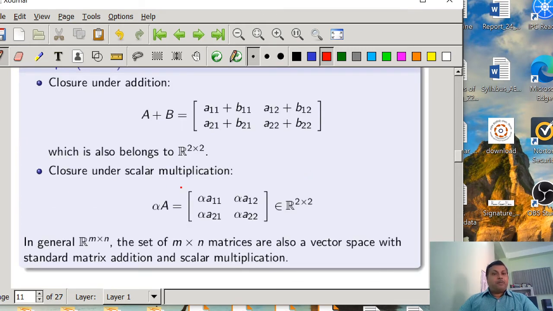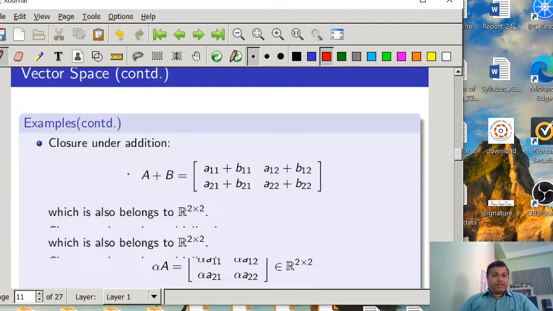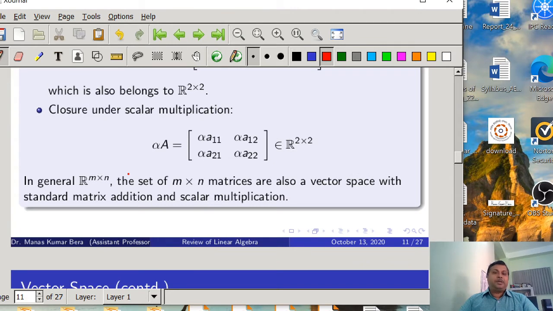And is it closed under scalar multiplication? Yes, if you do alpha times a, the resultant matrix also belongs to R2 by 2, so it is closed under scalar multiplication. That's why R2 by 2 qualifies as a vector space. It is a very generalized concept of vector space. In general, R m by n, the set of m by n matrices, is also a vector space with the standard matrix addition and scalar multiplication.